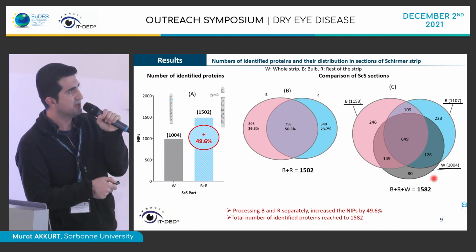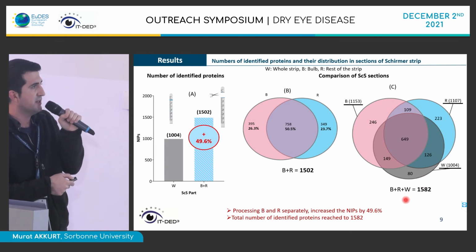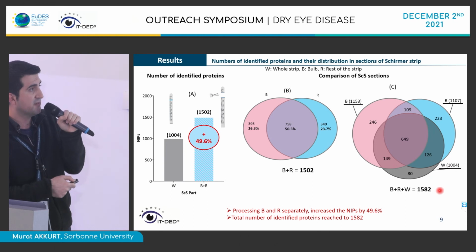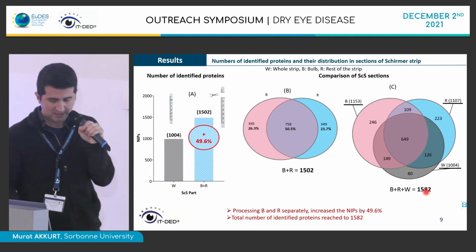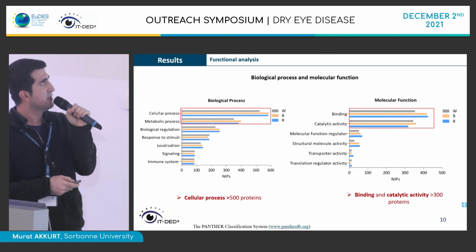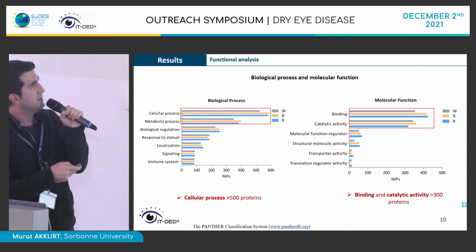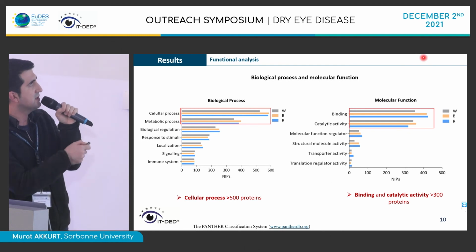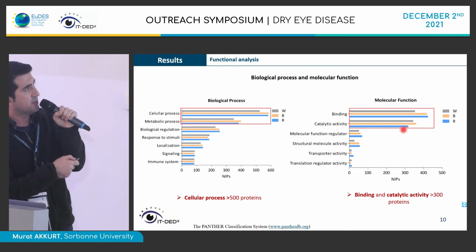And when we merge these 3 batches, we can see again the proteins specific only to bulb and rest. And in total, we reach a number of more than 1,500 proteins identified in these 3 batches. So after identification, we were interested in the function of these proteins. Therefore, we did this analysis, and here you can see biological processes involved in tear proteins and molecular functions.